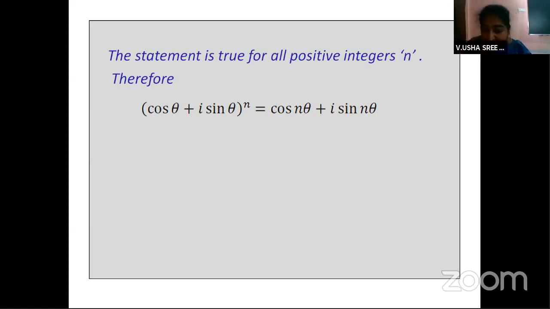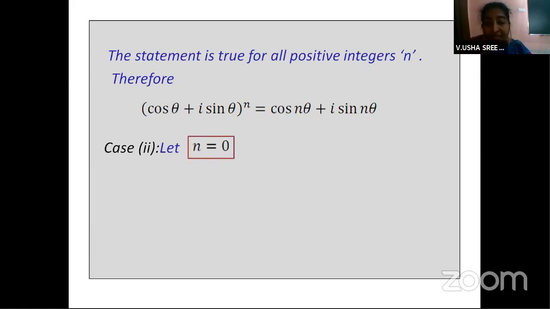Okay, children? Then case 2. Case 2, we will take when n is equal to 0. I said when we take n as an integer, we have 3 cases. One case is positive integers. Next case is 0. And then next is negative integers. Okay. Now, second case, what we are taking is n is equal to 0.